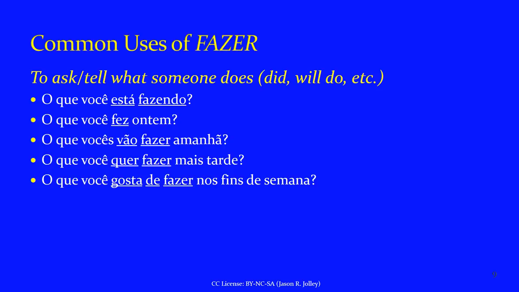All right, at this point we're going to shift our focus from forms to uses of the verb fazer. We're going to go through a series of very common, important uses of this super frequent verb. So the first one, and perhaps most important, is simply to ask or tell what someone does, or did, or will do, or is doing right now, or wants to do. It's an open-ended question, right? So here are some examples.